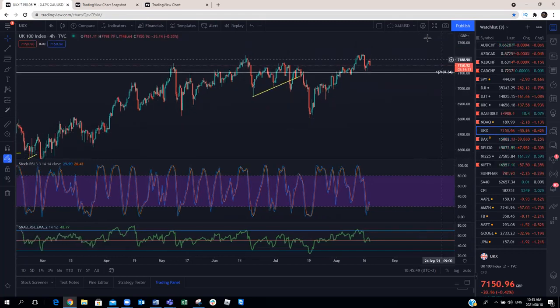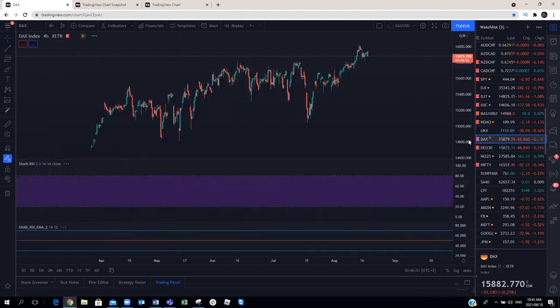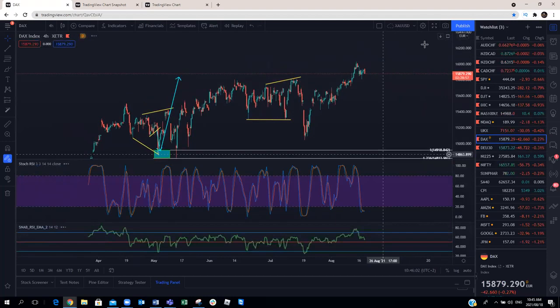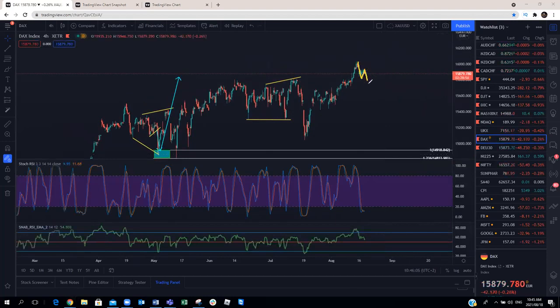UK 100 looks like we're going to have a three-wave pullback here. We've got a move down here. We've got up here. We are looking for this to come around this level. We'll still look for this to give us more upside. The DAX, same three-wave pullback and then upside. Those are the indices.